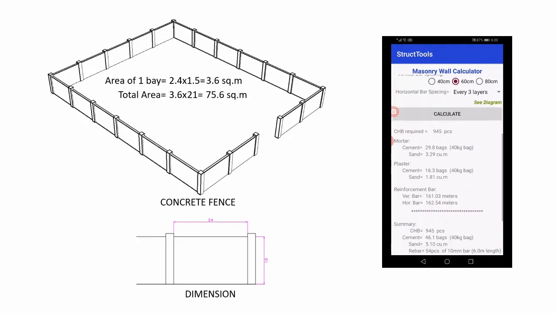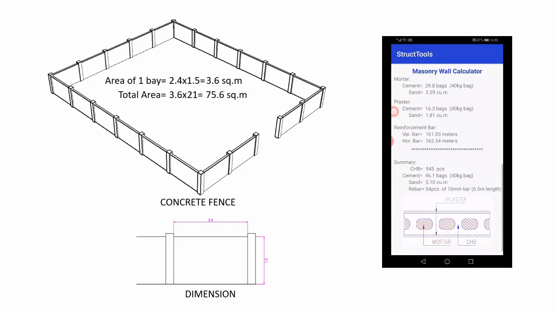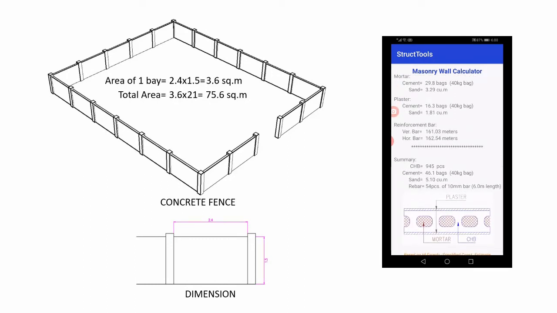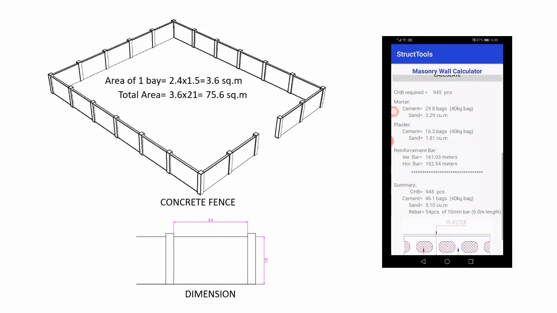Everything here is calculated for you, itemized. And if you want the summary, this is the summary. So in this fence, we need 945 pieces of CHB, 46.1 bags of cement, 5.1 cubic meters of sand, and 54 pieces of 10 mm bar. Just as simple as that.